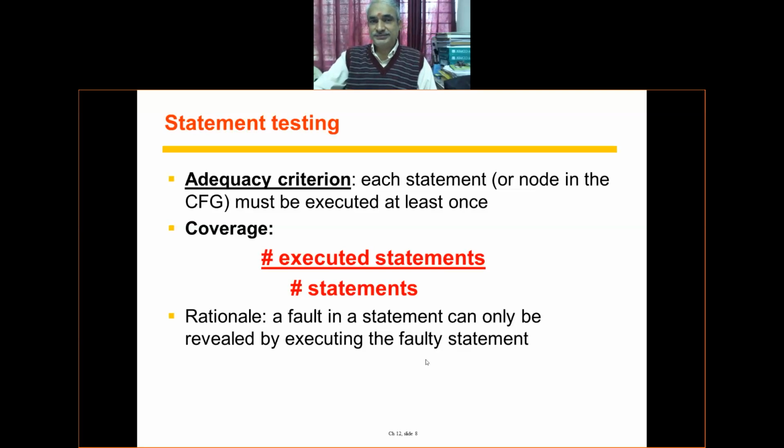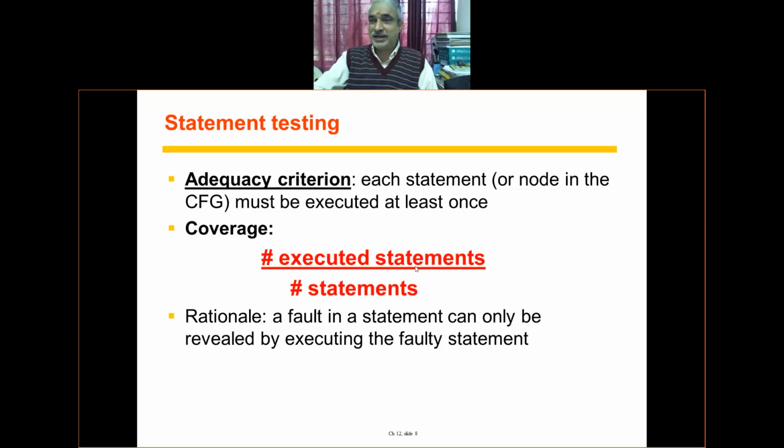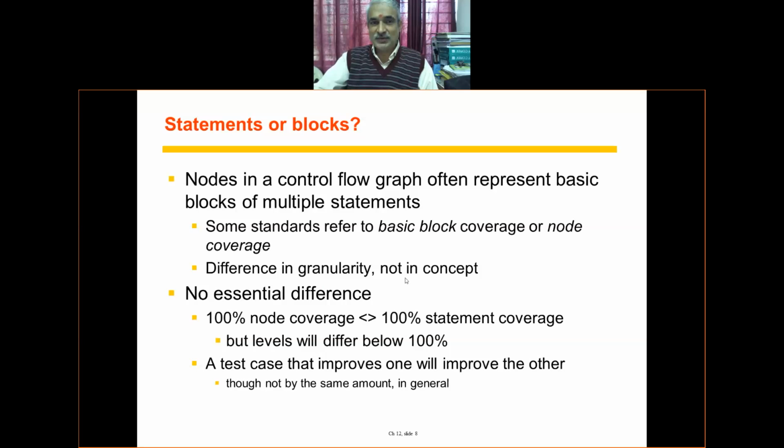And the statement coverage, similarly, we replace statement by decision, replace statement by condition, path and all, they become statement coverage, decision coverage, path coverage, condition coverage, etc.